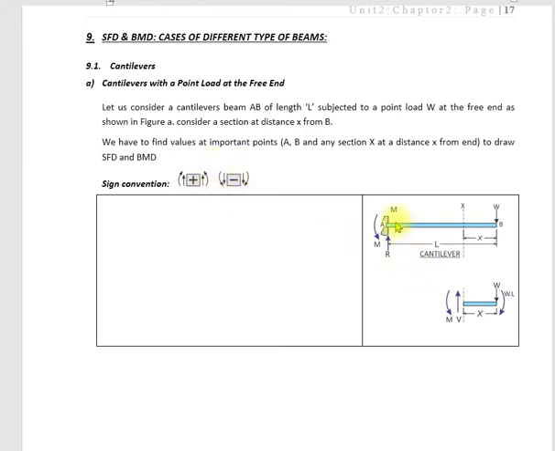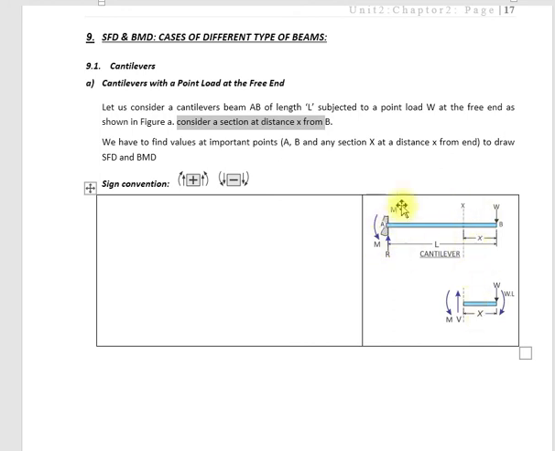So let us consider first a beam AB of length L subjected to a point load W at the free end, and we are considering for the analysis a section at distance x from point B. So let us sketch the free body diagram for this section. Here it is, the free body diagram.